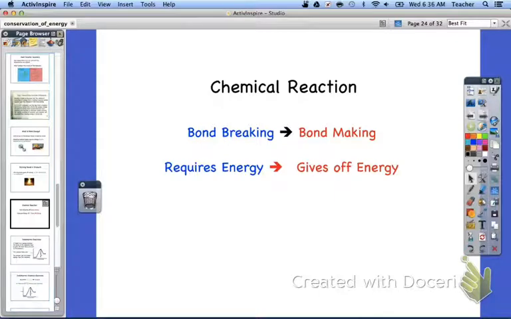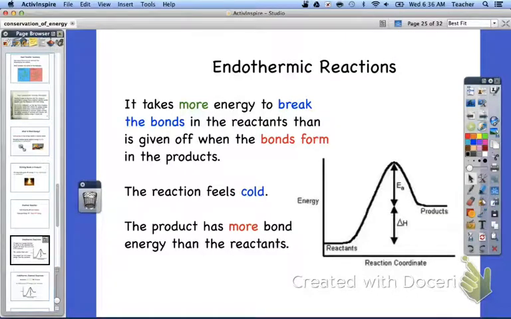Just to summarize that, in a chemical reaction then, breaking bonds requires energy, and forming bonds in the products gives off energy. The bond breaking process is endothermic, and the bond making process is exothermic. Now during a chemical reaction, both of those things happen. Bonds break and then new bonds form.